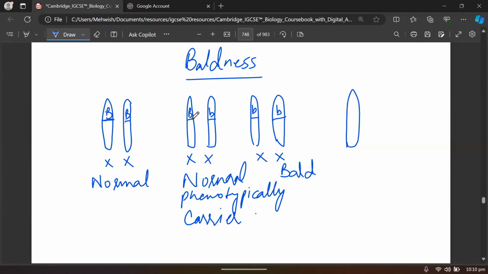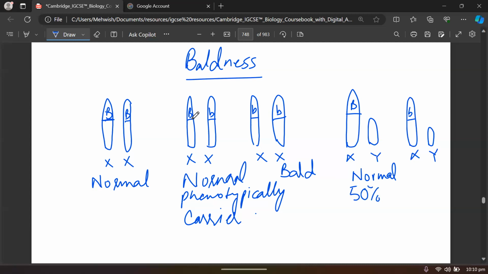But in a male, let's see. For example, in a male there is an X chromosome and there is a Y chromosome, right? I told you, if there is a gene that is present on the X chromosome, its partner allele is never present on the Y chromosome. So this male would be normal for hair development, right? And in another case, an X chromosome and a Y chromosome in a man, and if he has a small b here, its partner allele will never be present on the Y chromosome. So there are 50% chances that the male would be normal for hair development, or he would be bald, right?